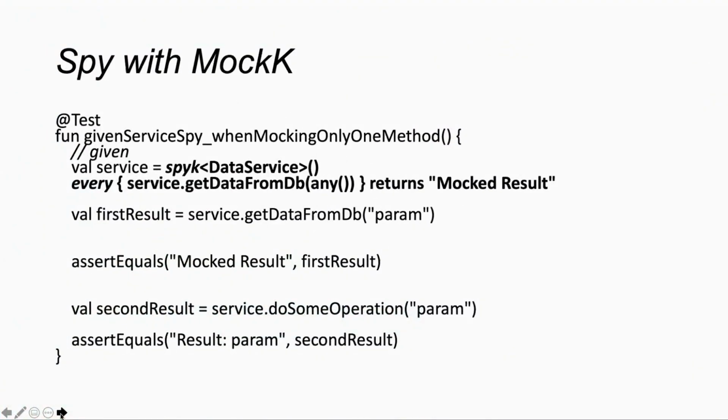Now moving on to spying with MockK. So spies, as everyone is aware, are actual objects. If a call is made to a mocked method on a spy, it will return the mocked result. Otherwise, it will return the actual result.